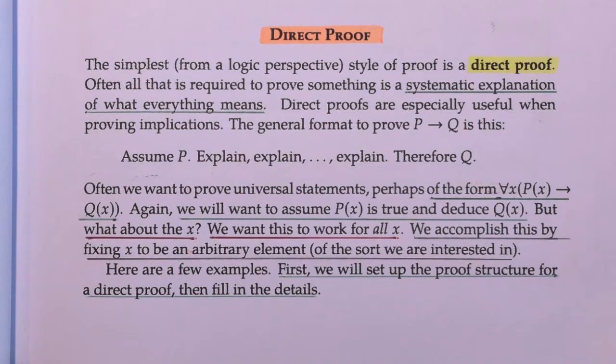But what about the x? We want it to work for all x's. It must be a universal statement. We accomplish this by fixing x to an arbitrary element of the sort we are interested in. Okay, so we're going to do a few examples. First, we will set up the proof structure for the direct proof, and then we'll follow by filling in the details.